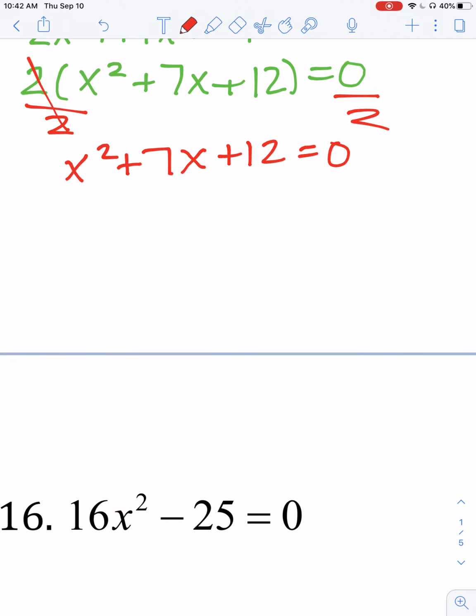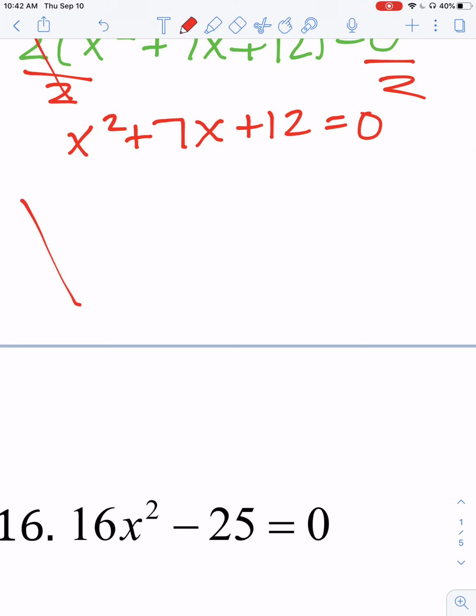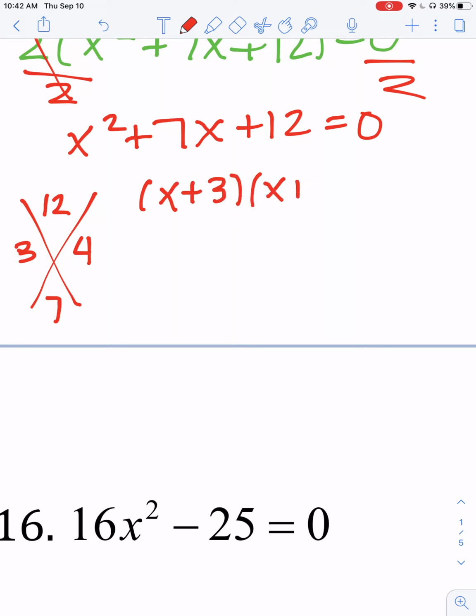And now I can factor this one using big X. So I'm going to draw the X. Remember, C goes on top, so 12 on top, and B is on the bottom, 7's on the bottom. So I'm looking for two numbers that multiply to 12 and add to 7. And those two numbers would be 3 and 4, because 3 times 4 is 12, and 3 plus 4 is 7. So in our factored form, we get x plus 3 times x plus 4 is equal to 0.